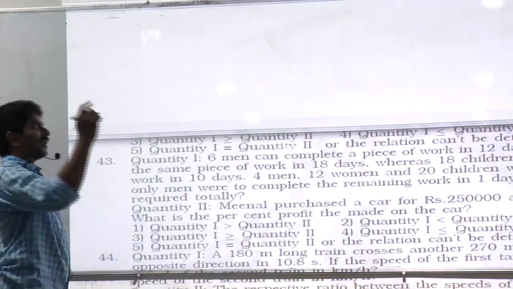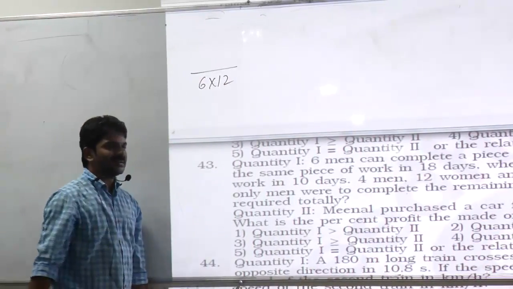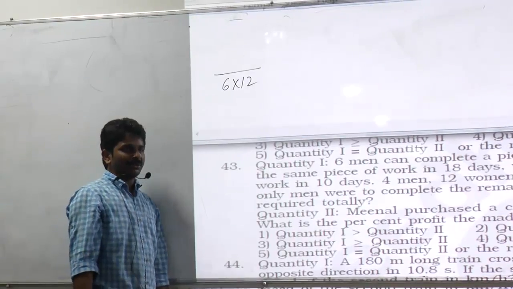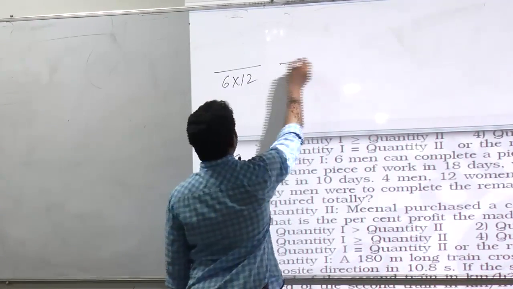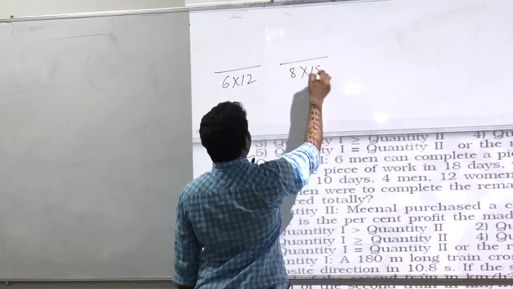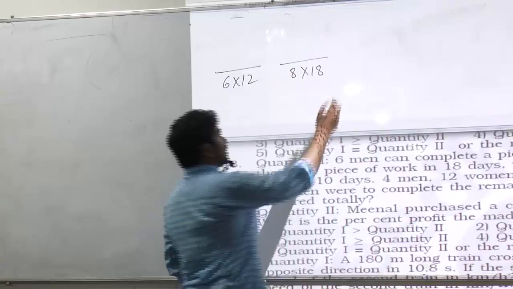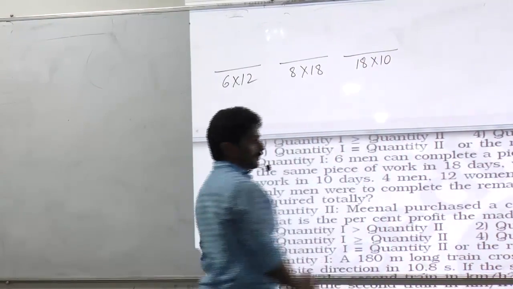12 days. 1 man can complete the work in 6 into 12 days. Next, 8 women can complete the work in 18 days. 1 woman can do it in 8 into 18 days. 18 children can complete it in 10 days. 1 child can do it in 18 into 10 days.